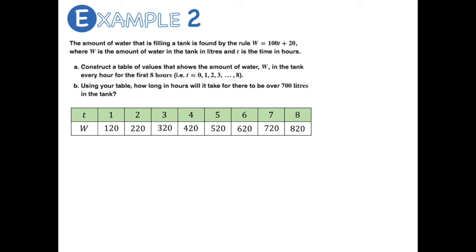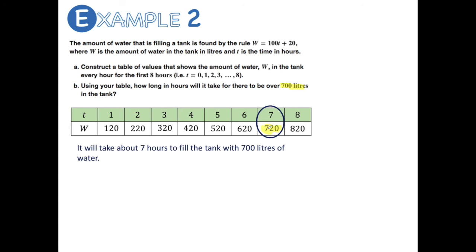Having a look at part B of the question: using the table, how long in hours does it take for there to be over 700 litres of water in the tank? So we're looking for 700 litres of water. Starting at T equals 1, I got 120, and then 220, so I need to go up until I reach around 700, and that is going to be 720. So when the water is about 700 litres, it will take about 7 hours based on the table.